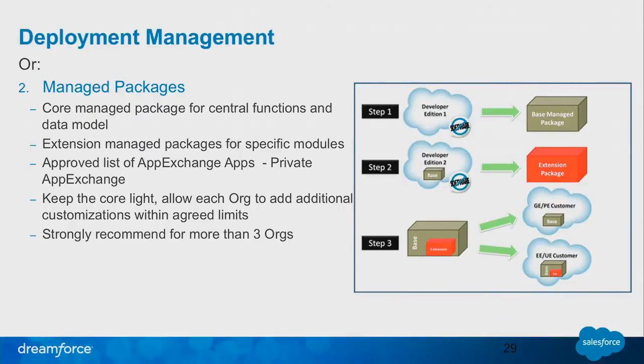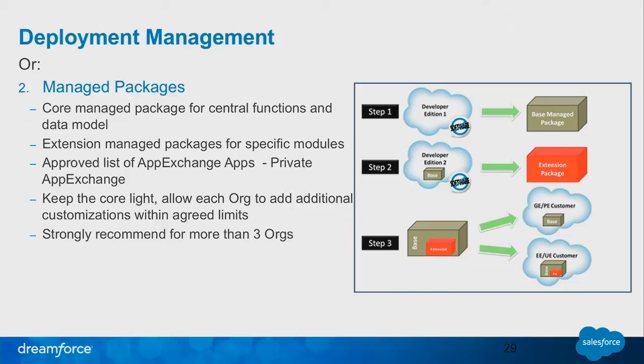So the second option is to use managed packages. So the idea here is you have a core managed package for your central functions and your data model managed by one team. And that's done within a separate developer edition org. And you take that base managed package and you deploy it into another developer edition org. And in that developer edition org, you build out your business requirements, maybe for HR, for finance, for the areas that you want to package that functionality. Or if you think of it as an application that sits within your Salesforce, that could potentially be an extension package. And you package that up as well.